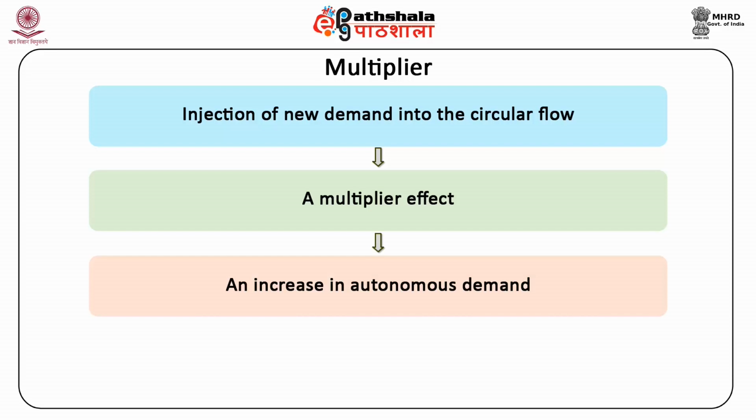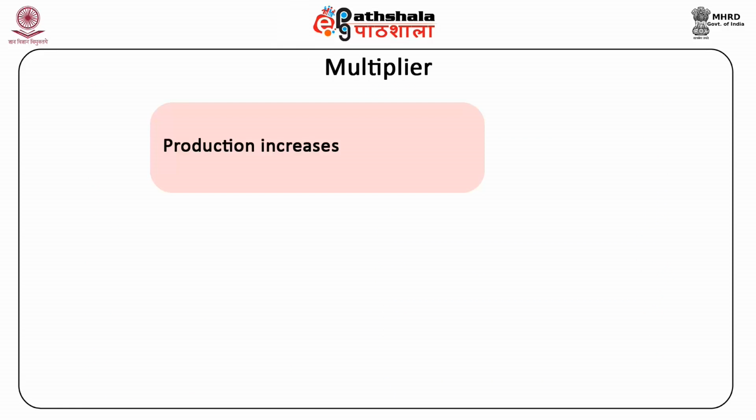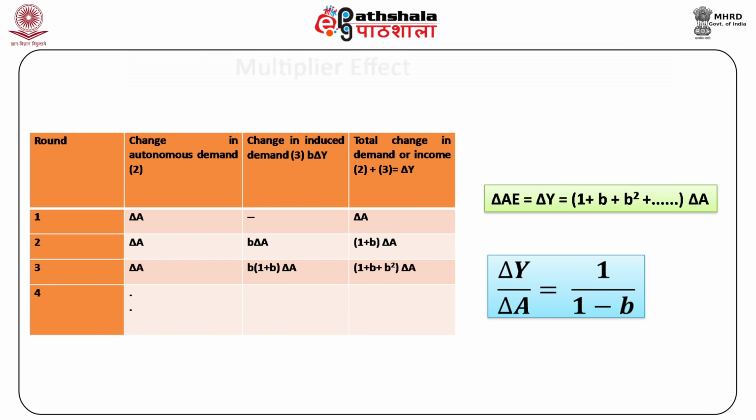This is because an increase in autonomous demand results in a rise in incomes, which in turn gives rise to further induced spending. Production increases to meet this induced expenditure, which further creates more income and more induced spending. When do these successive rounds of increased spending end? This can be explained with the help of a table.